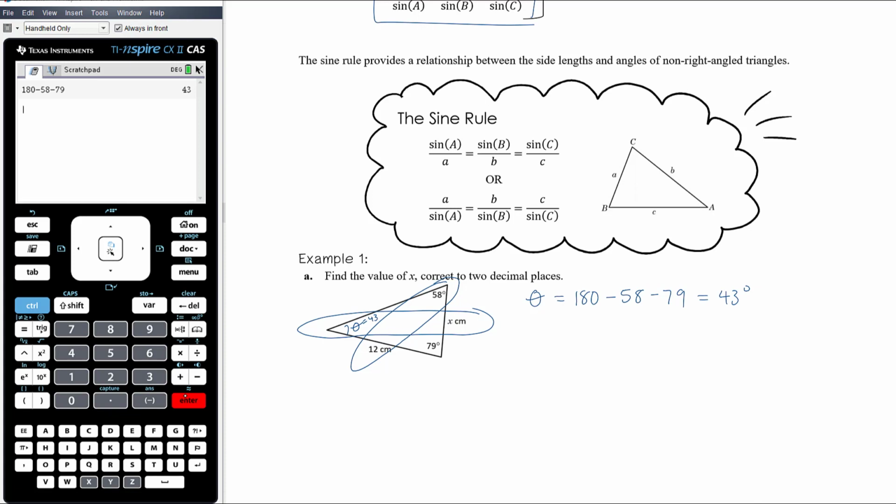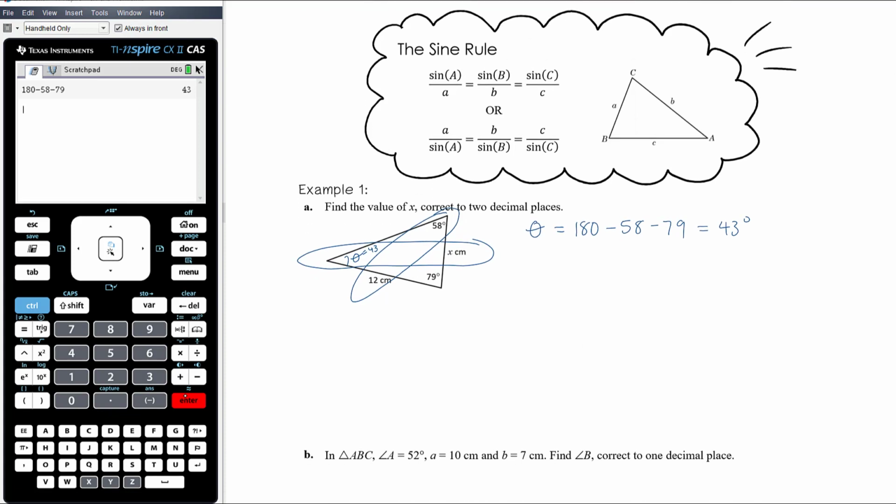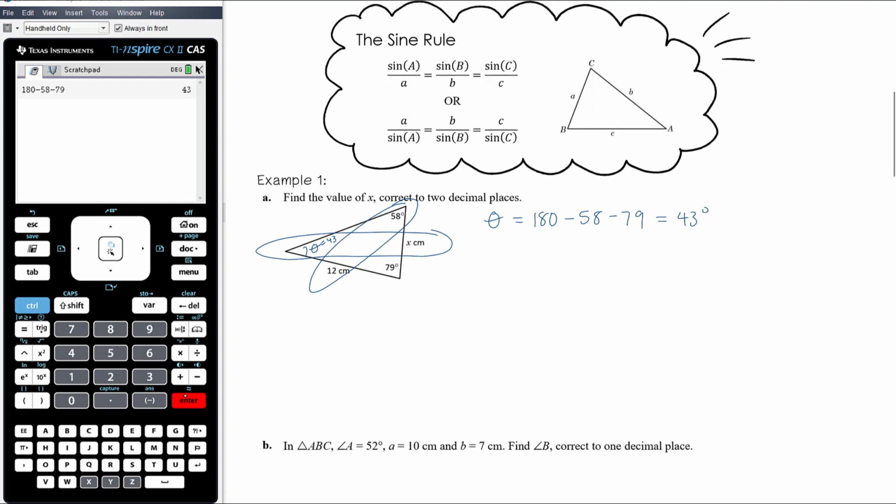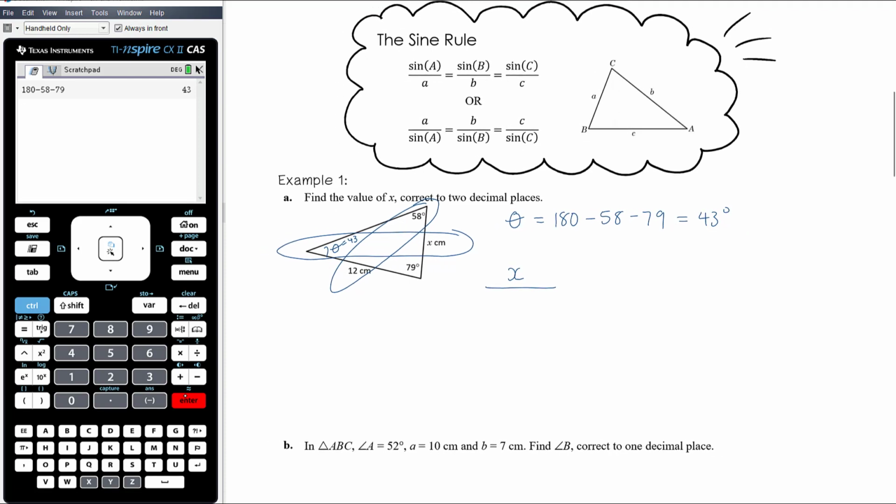Okay, so it's about thinking about those opposite pairs. So again, let's start with the unknown thing at the top left of our fraction. So our unknown thing is a length. So I'm going to have lengths on the numerators of my fraction. Sorry, so x divided by sine of the angle opposite x. So sine of 43 is going to be equal to, now we're going to use the 12 because that's the other side length we've got, 12 over sine of its opposite angle, which is 58 degrees. And then we want to solve for x.